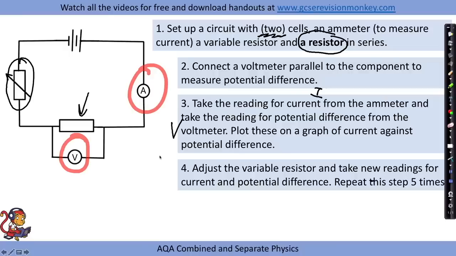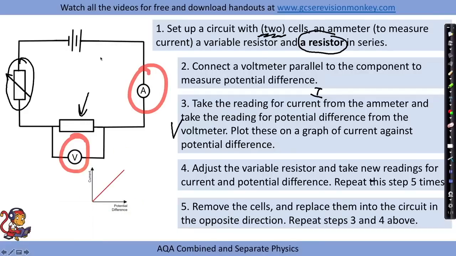Up to this point, we would have been able to draw this part of the graph, whereby we've taken readings for current and potential difference, and we've plotted them and drawn a line of best fit. However, we also need to get the negative region of the graph, so we do that using the next step, which is to remove these cells and to replace them into the circuit in the opposite direction.